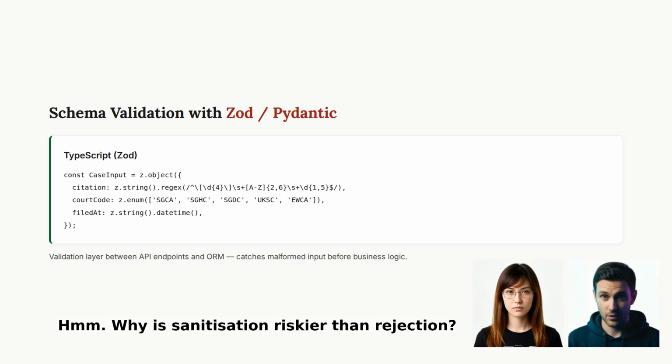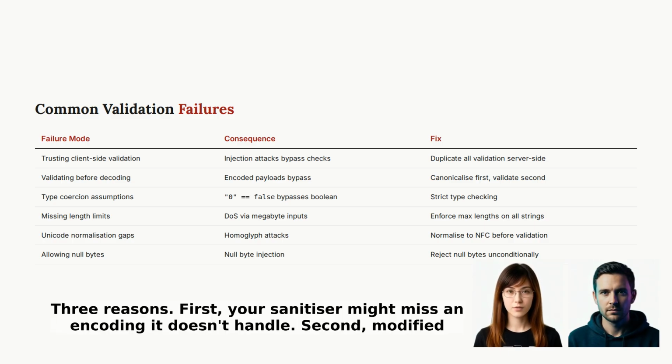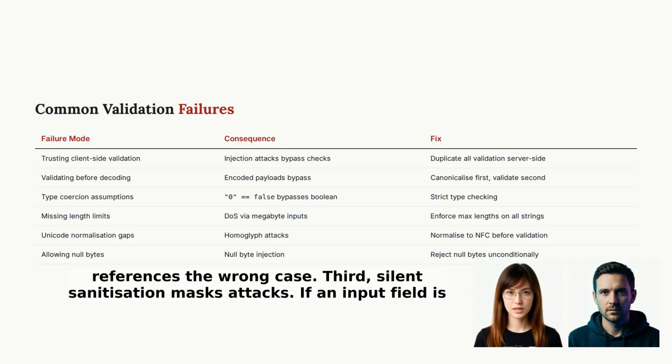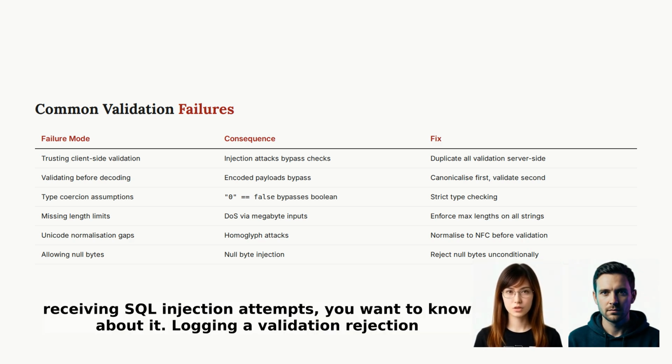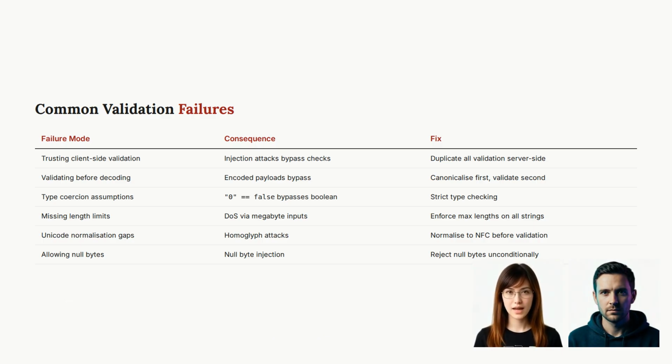Why is sanitization riskier than rejection? Three reasons. First, your sanitizer might miss an encoding it doesn't handle. Second, modified input might have unintended meaning. You strip characters from a case citation and now it references the wrong case. Third, silent sanitization masks attacks. If an input field is receiving SQL injection attempts, you want to know about it. Logging a validation rejection gives you visibility. Silently cleaning the input hides the attack.